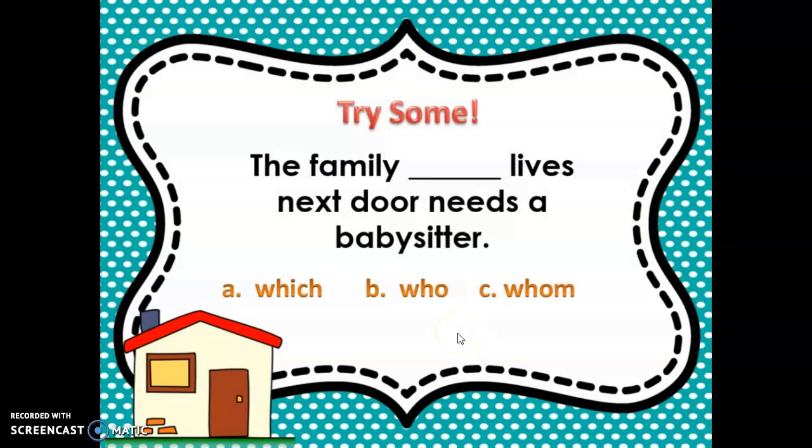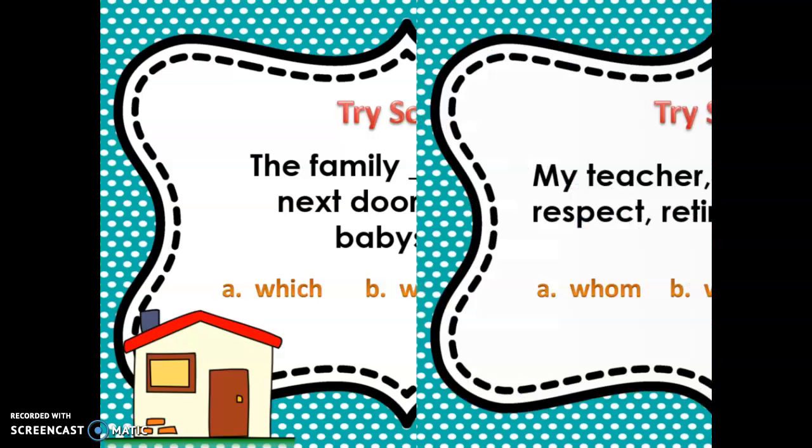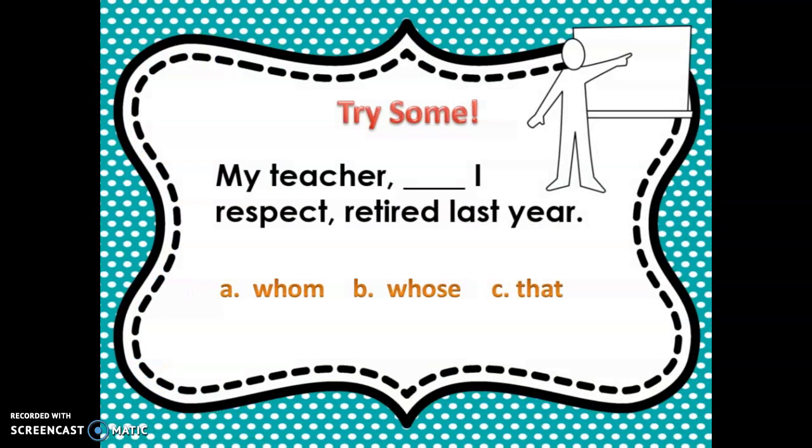The family blank lives next door, needs a babysitter. And your answers to this one, you should think about it. What do you think is going to be the right answer? And if you said B, good job, you're correct. And our last one here, my teacher blank I respect, retired last year. Which one would you pick? If you picked A, whom, the teacher whom I respect retired last year, you would be correct. Good job, guys.